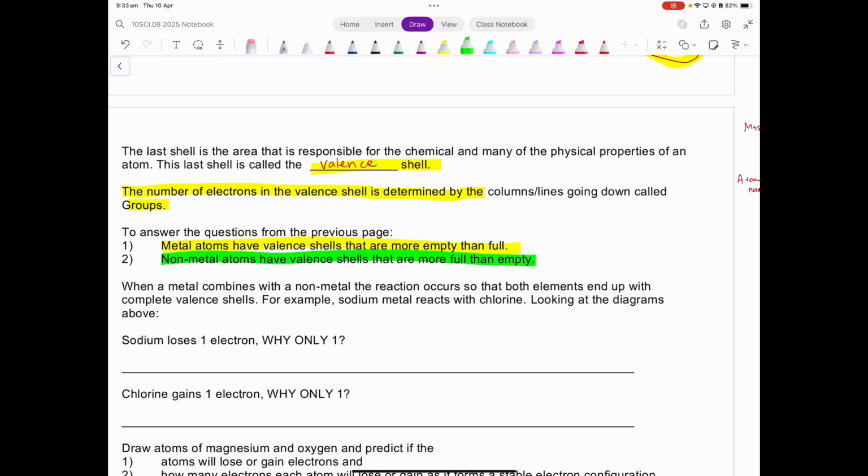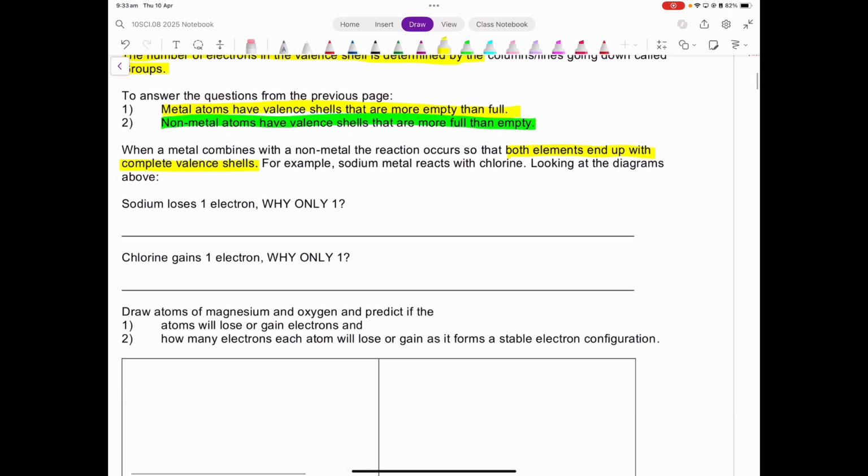So, our examples that we're going to look at very quickly. When a metal combines with a non-metal, both elements end up with complete valence shells. So, sodium metal reacts with chlorine. Why does sodium only lose one electron in this case? Why do you think? Have a look at sodium on your periodic table. Why does sodium only lose one electron?